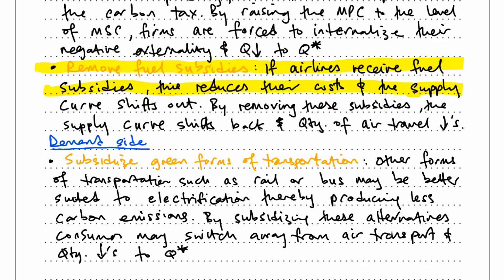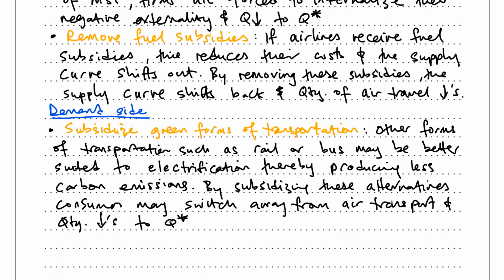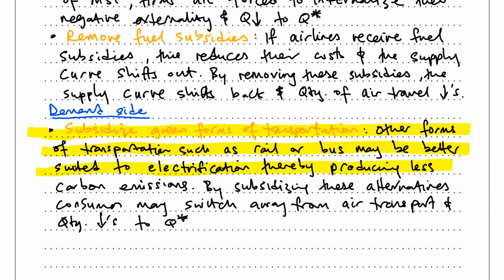Now the next and final policy I can think of is on the demand side. Those were 3 supply side policies, but if you want to focus on the demand side, you can also consider subsidizing green forms of transportation. Other forms of transportation, such as rail or bus, may be better suited to electrification, thereby producing less carbon emissions. By subsidizing these alternatives, consumers may switch away from air transport and quantity decreases to Q star.